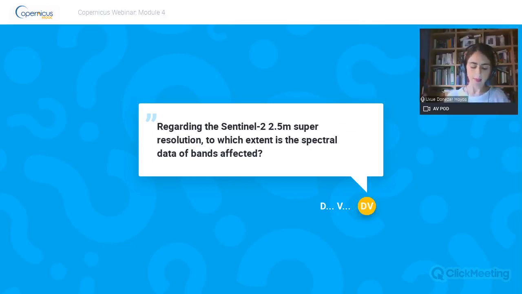Well, we have done studies, because the purpose was, of course, not to affect the spectral resolution of the bands. Our studies show that, I don't know the percentage of the change, but the changes are not significant, which means the super resolved bands could be used to derive vegetation indices, for instance.